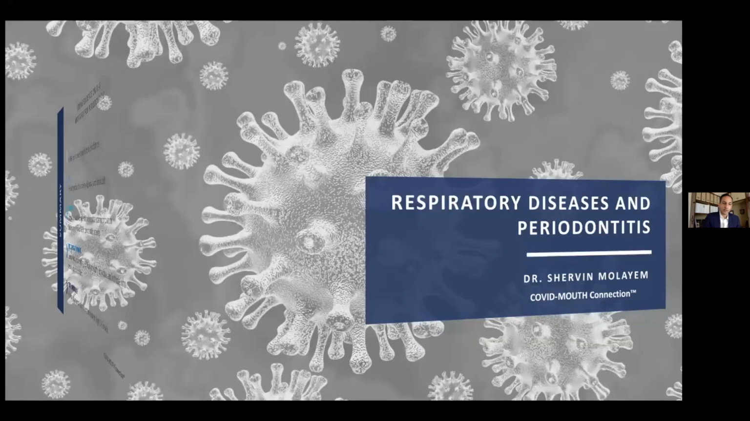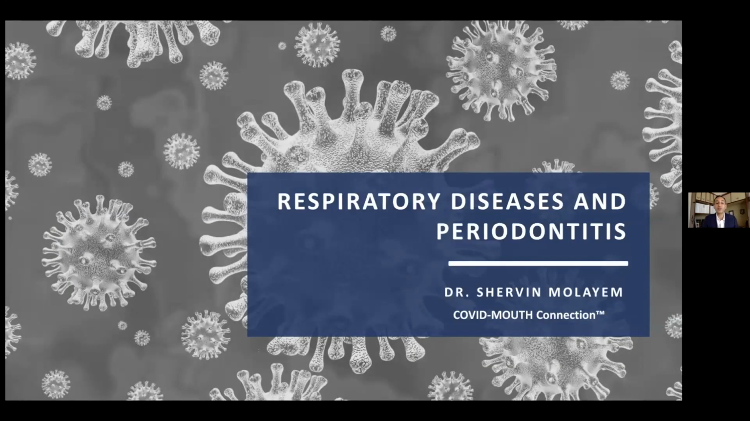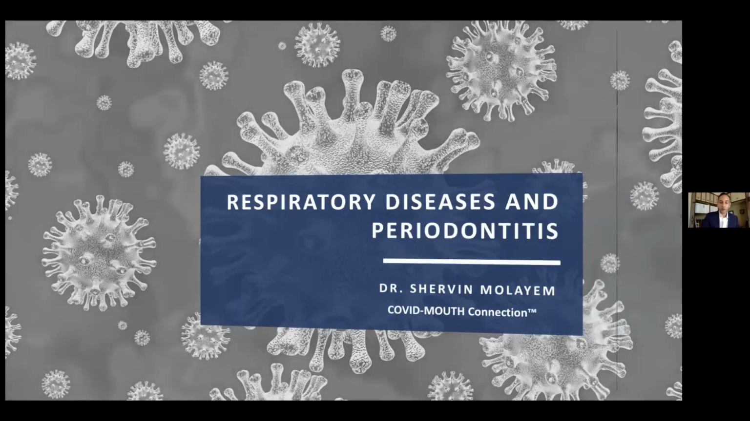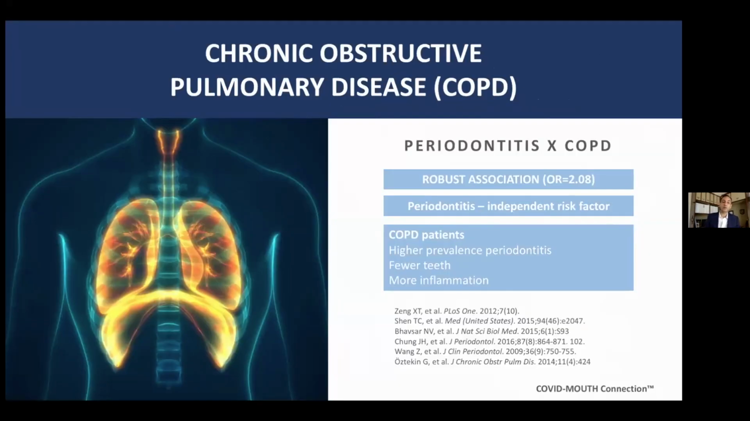So let's get into respiratory diseases and periodontitis. This is another pathway that we're going to be talking about, in addition to the local periodontal connection and the leakage of the bacteria and IL-6. We also have a relationship between periodontal disease and respiratory diseases. This has also been a strong association, a very robust association, in fact.